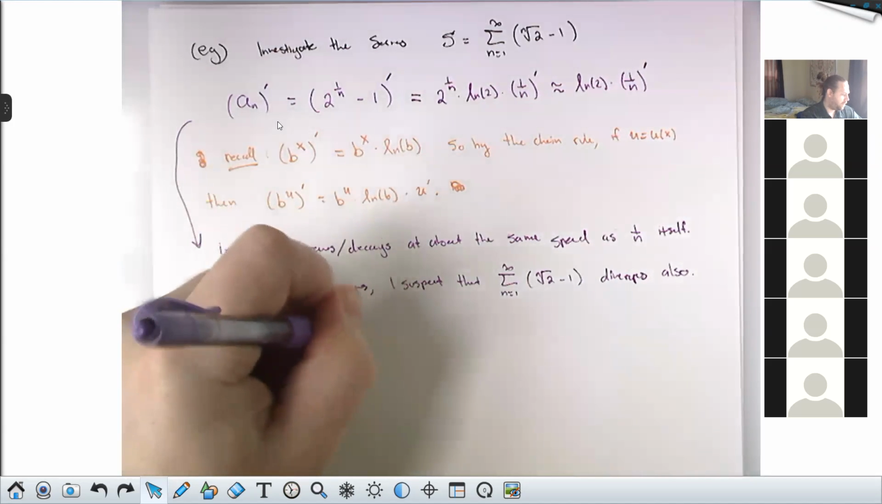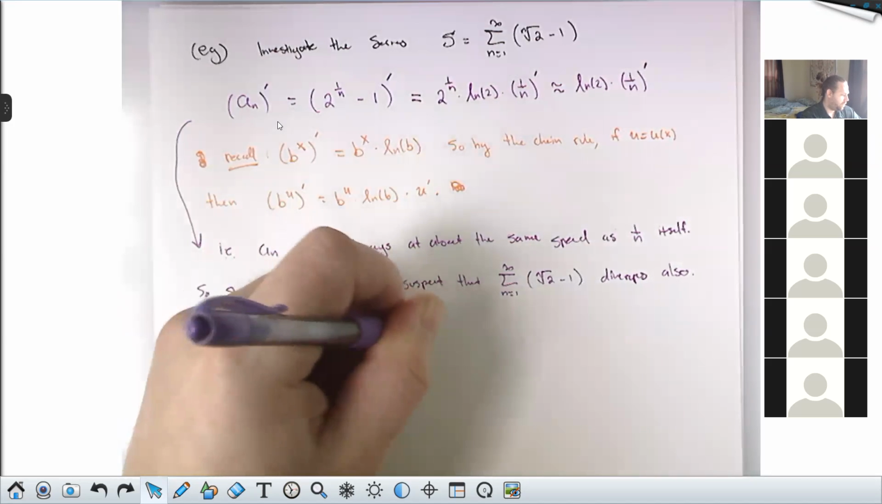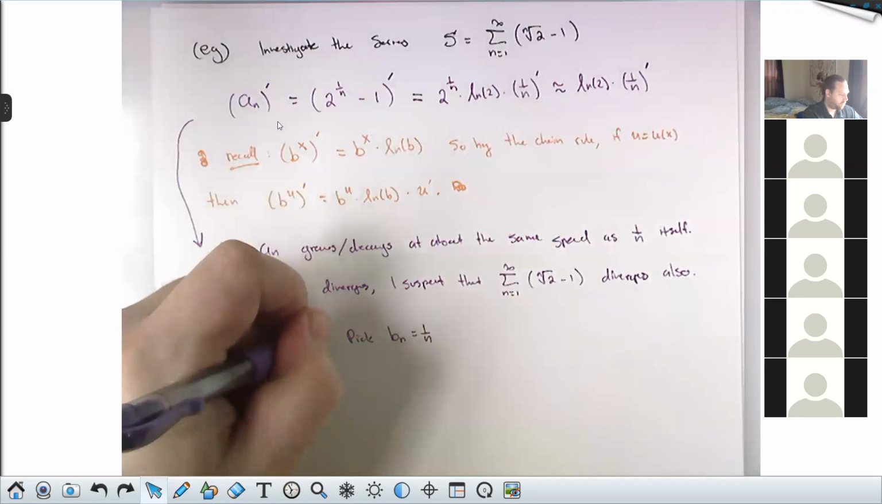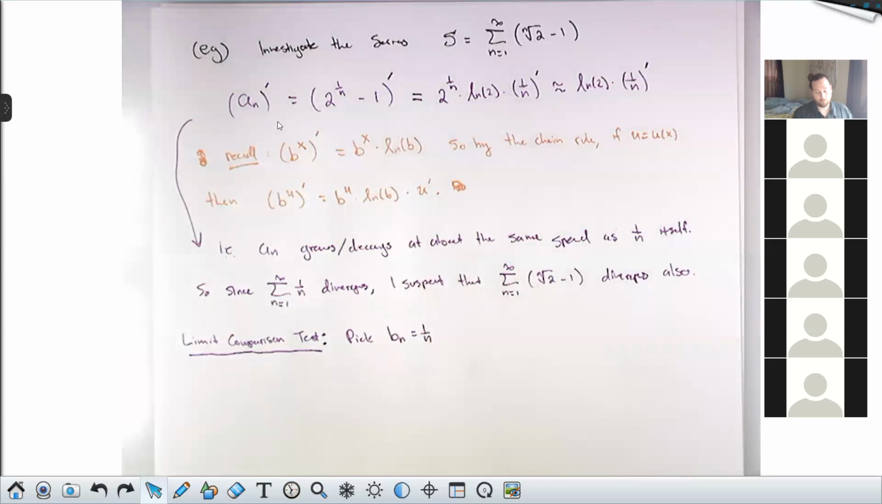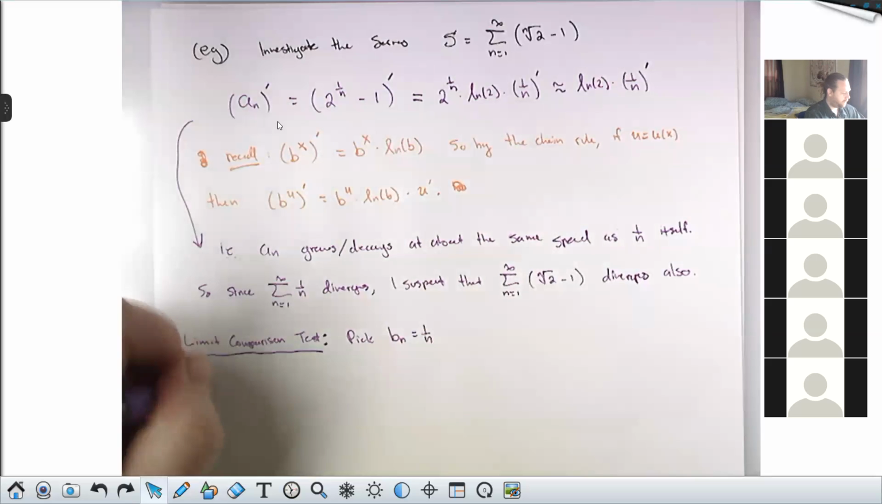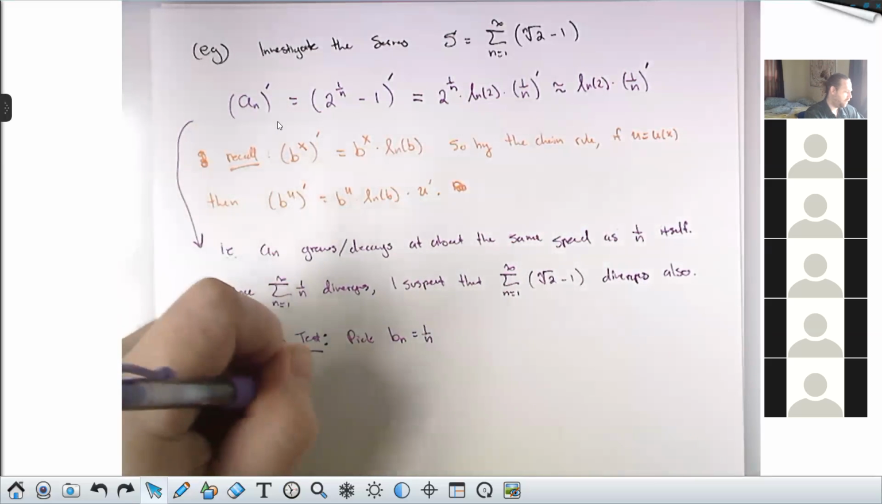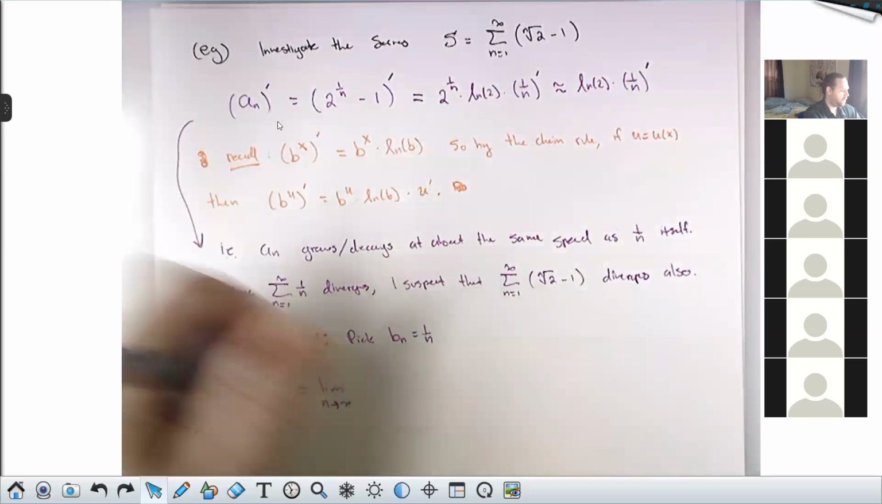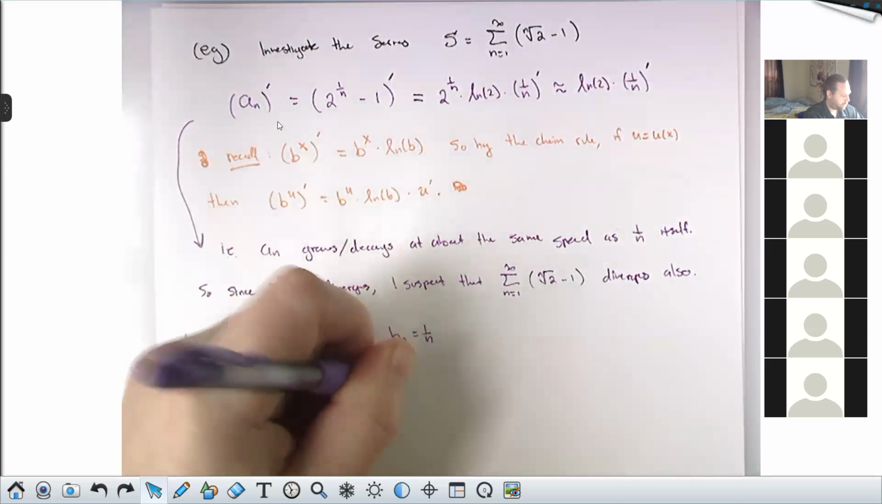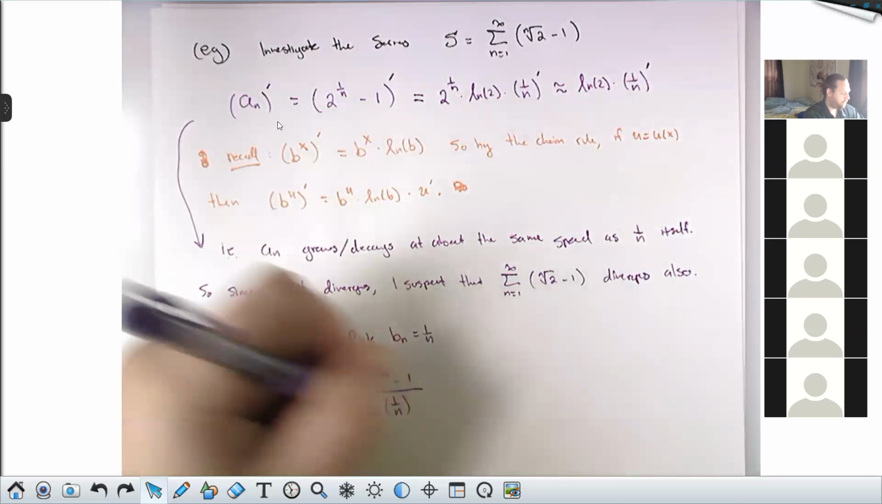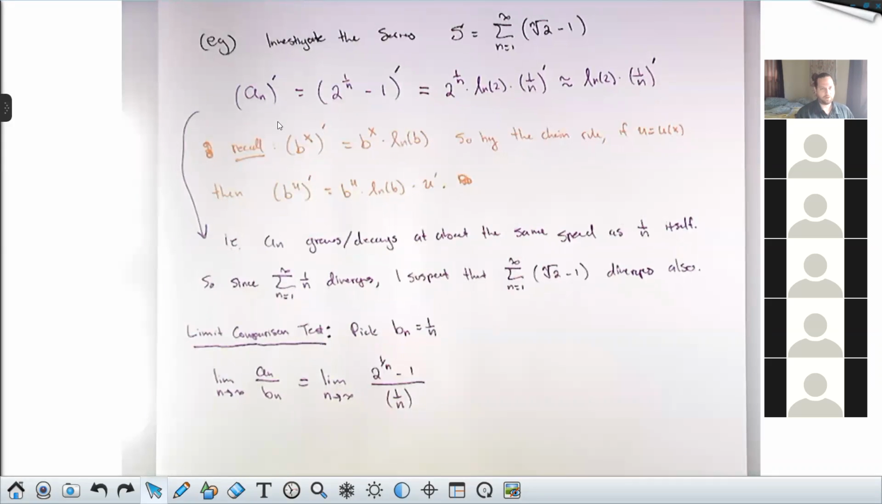And again, I'm going to pick bn to be 1 over n. This just happens to be the case that these kind of fun, challenging examples that I had readily available are ones that are nice to compare to 1 over n. So the limit as n goes to infinity of an over bn is the limit as n goes to infinity of 2 to the 1 over n minus 1, divided by 1 over n. The reason thinking about the derivative of the an is nice is I'm looking forward to L'Hopital's rule. I'm imagining using L'Hopital's rule within the limit comparison test.